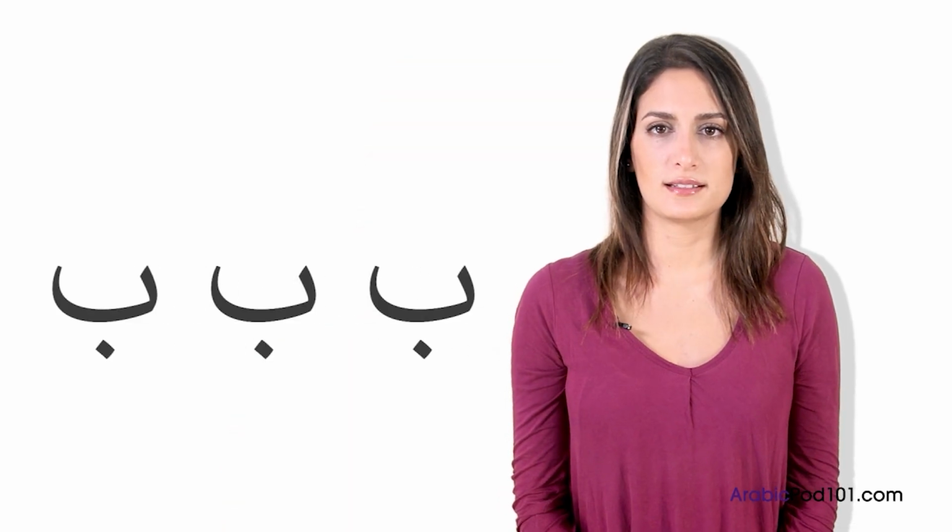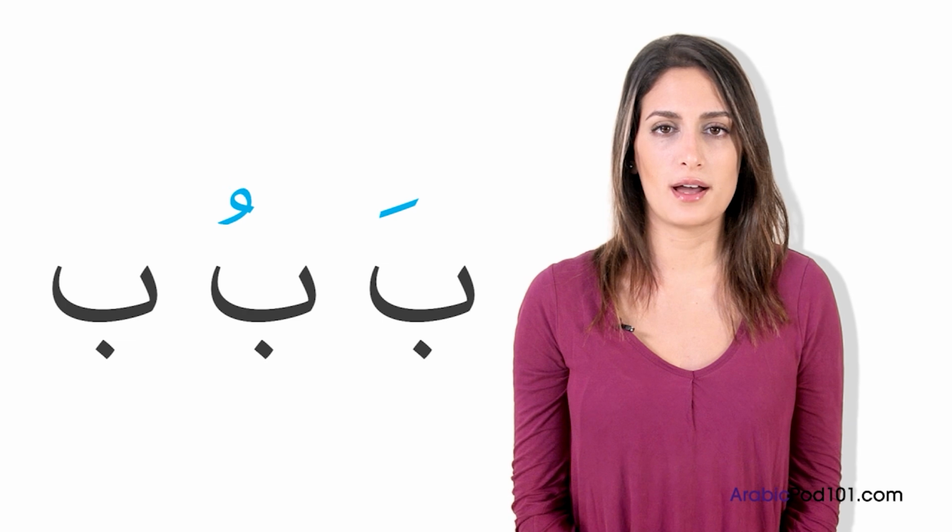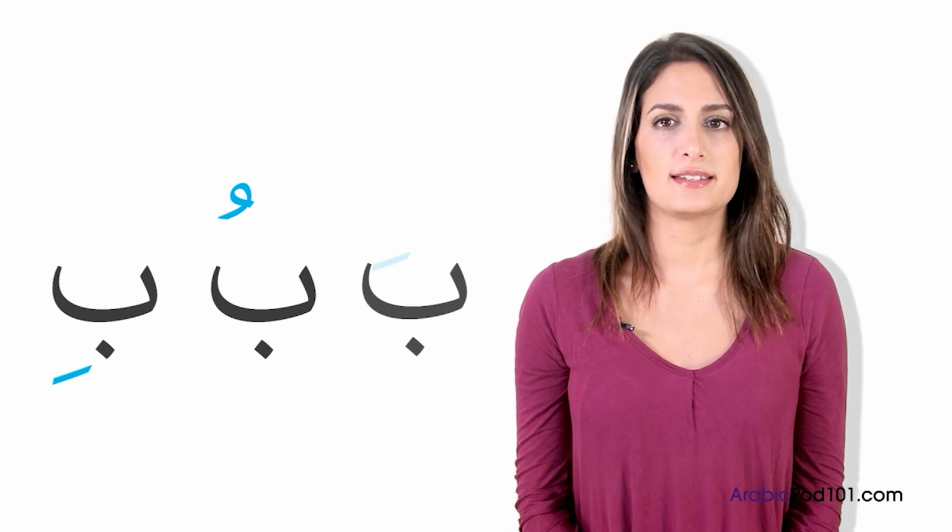That's it for these lessons. Did you remember most of them? Keep practicing and you'll get better. Now it's time to learn another voweling sign. In the previous review lesson, we learned the Fatha, Dammah, and Kasra. In this lesson, we will learn the Shadda.